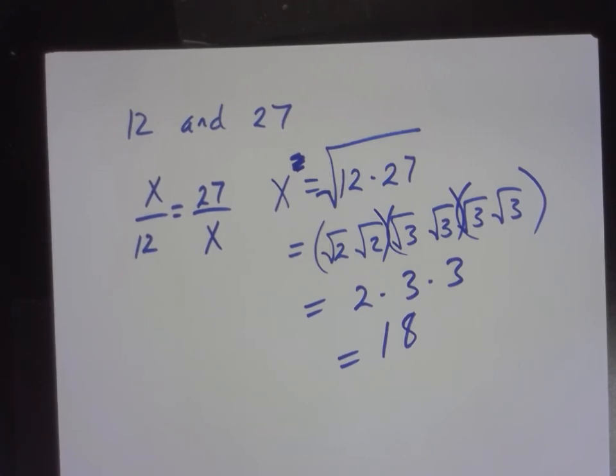Is 18 exactly halfway between 12 and 27? It's not, is it? 12 plus 27 is 39, divided by 2 is about 20. It's not the mean. It's not the average of 12 and 27. It's the geometric mean. Okay, so there's a difference.